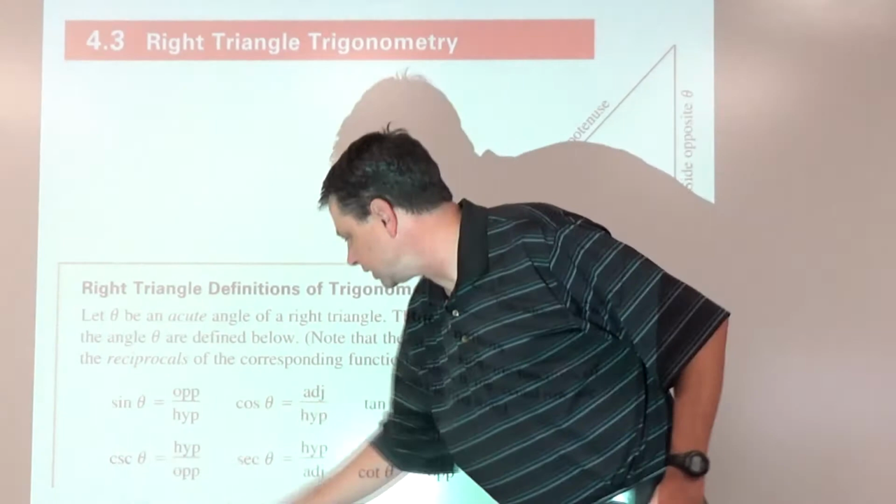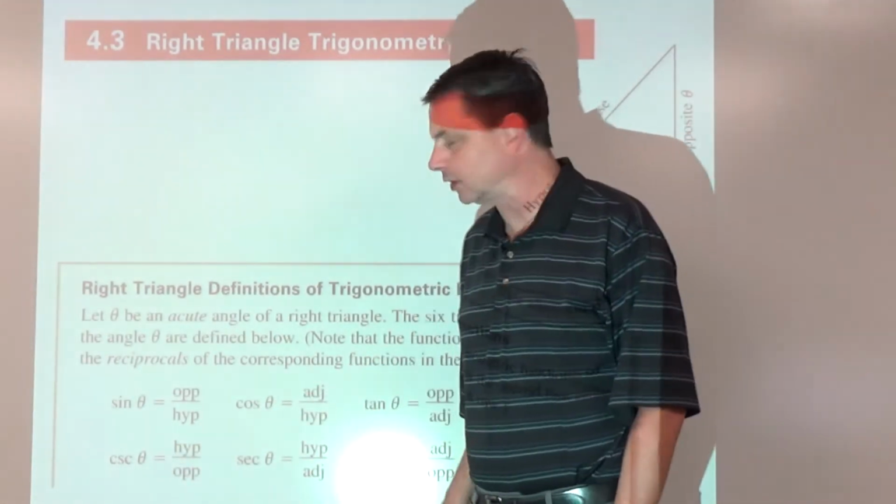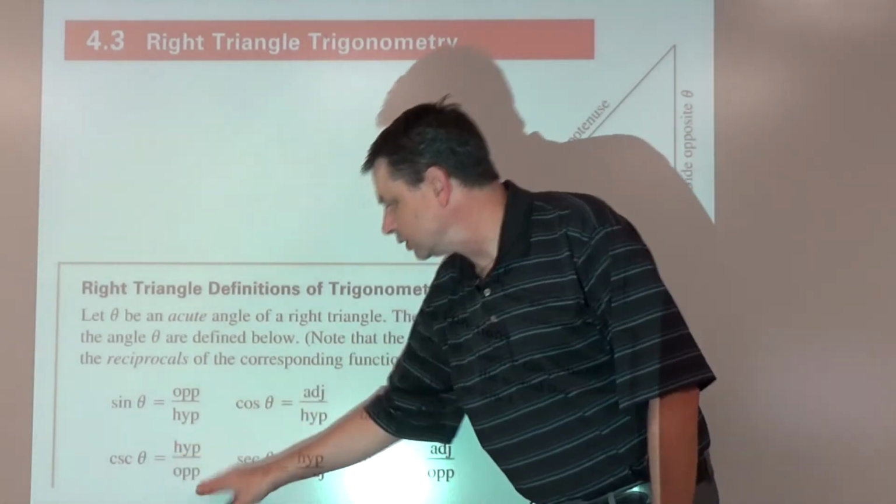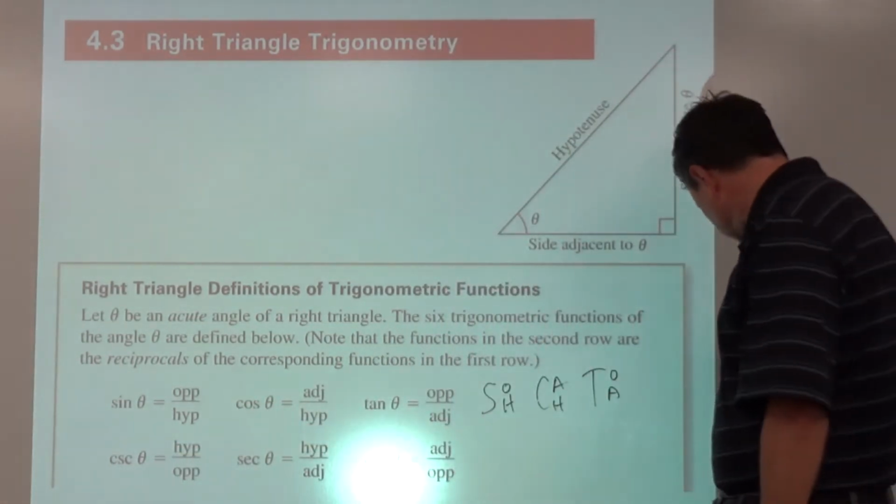And then the cosecant, those are just the reciprocal functions. So we just flip those. And so hypotenuse divided by opposite, and so on.